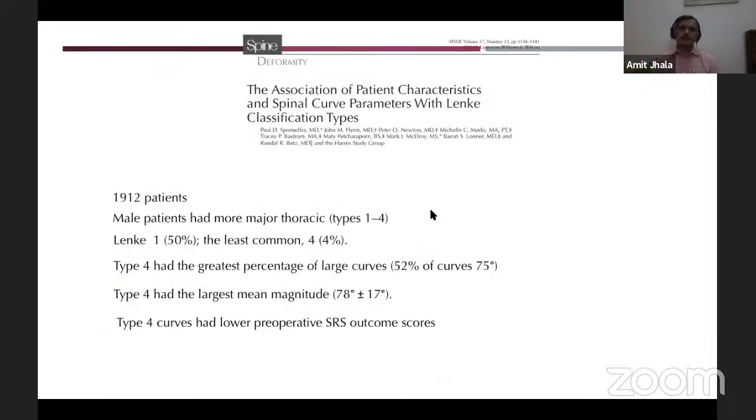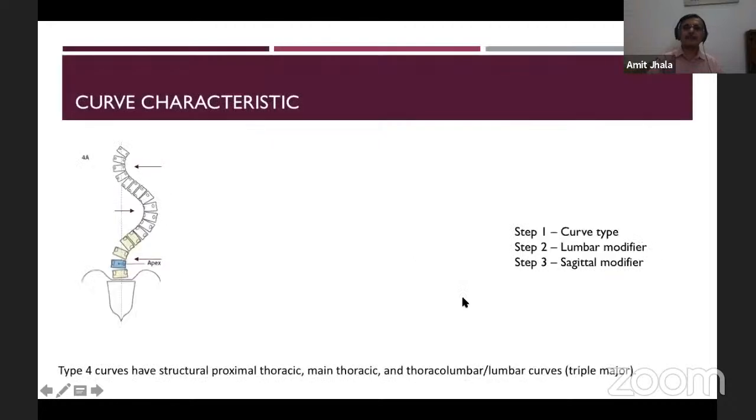But type 4 has the greatest percentage of larger curves. In this article they have said that 52% of the curves are more than 75 degrees, with an average magnitude of around 80 degrees. So type 4 curves are neglected curves, and they have lower SRS outcomes.